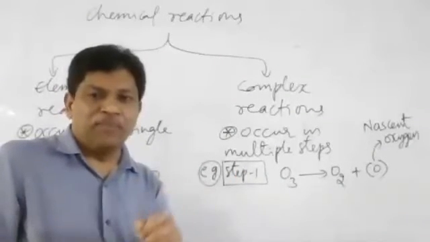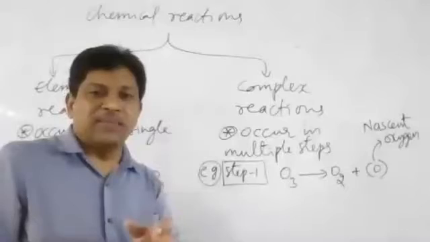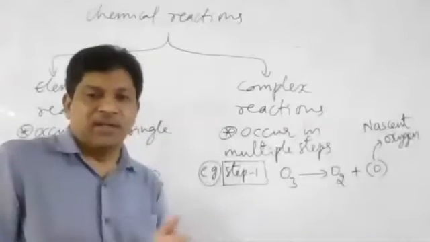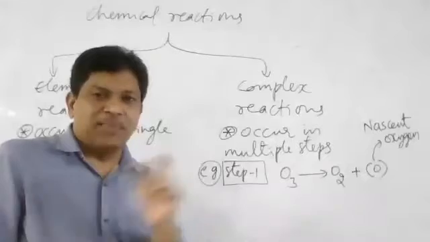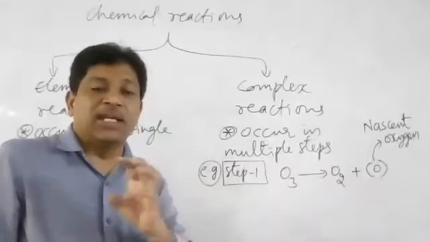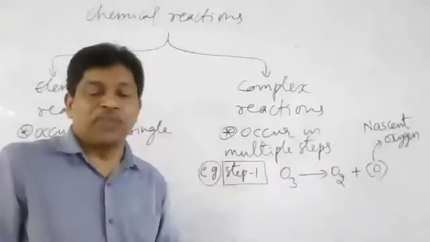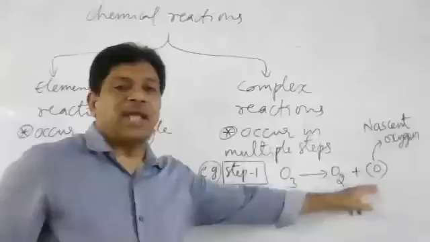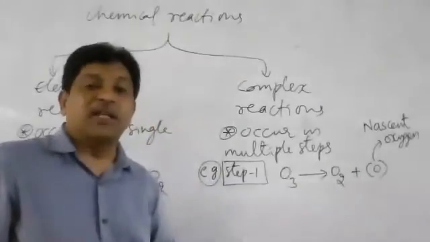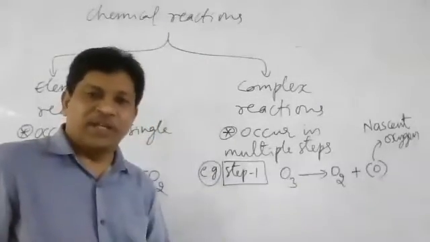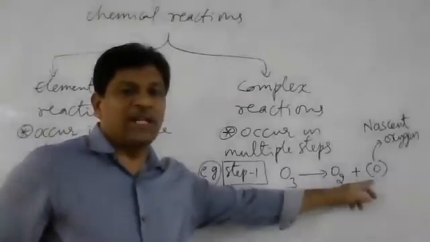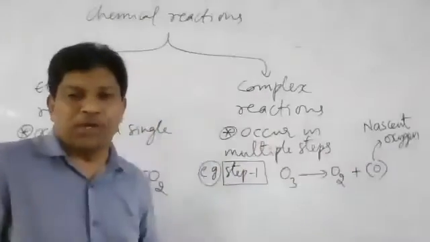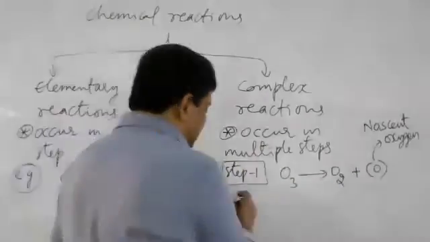I told you about mechanism now. Mechanism of reaction is nothing but the path of the chemical reaction. Before the reactants are converted into products, between reactants and products, reaction intermediates are formed. Nascent oxygen acts as a reaction intermediate here. It is a highly reactive species. This nascent oxygen will attack one more O3 molecule.